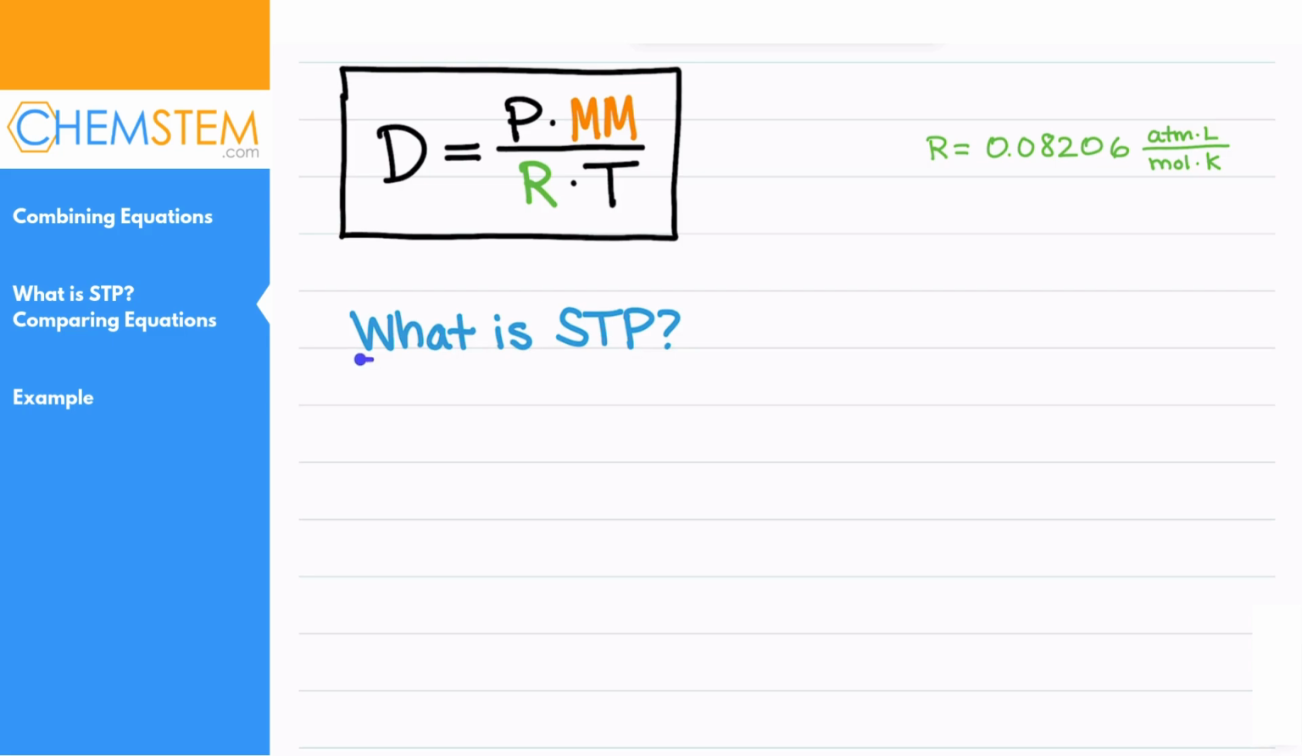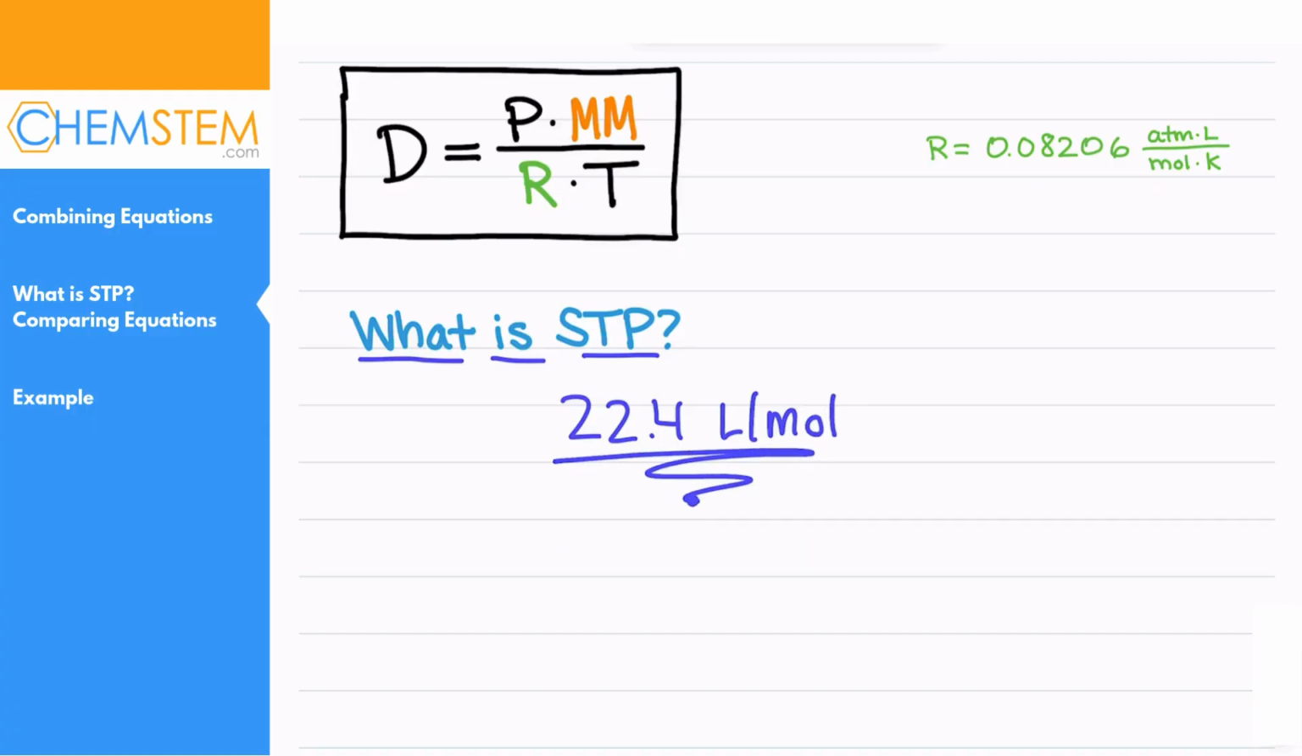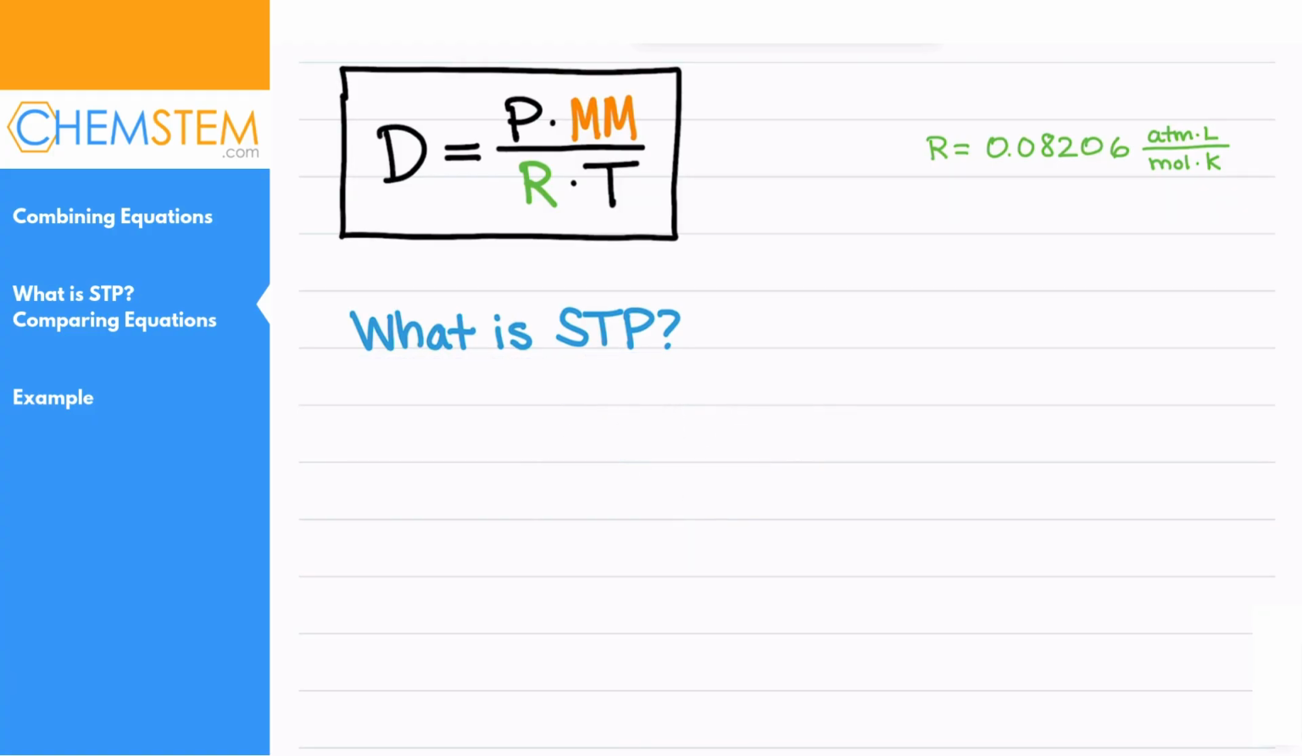But we also want to answer the question, what is STP and where did that 22.4 liters per mole number come from that some teachers and professors ask you to memorize when you do gas stoichiometry? That only works, this number 22.4, only works when the gas is under standard temperature and pressure. Standard temperature is considered to be 0 degrees Celsius or 273 Kelvin.